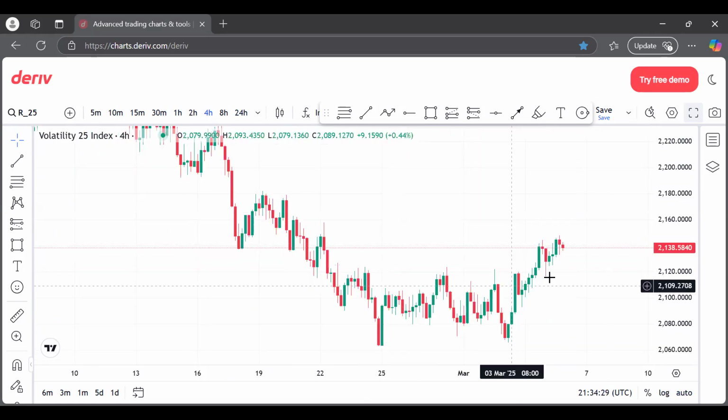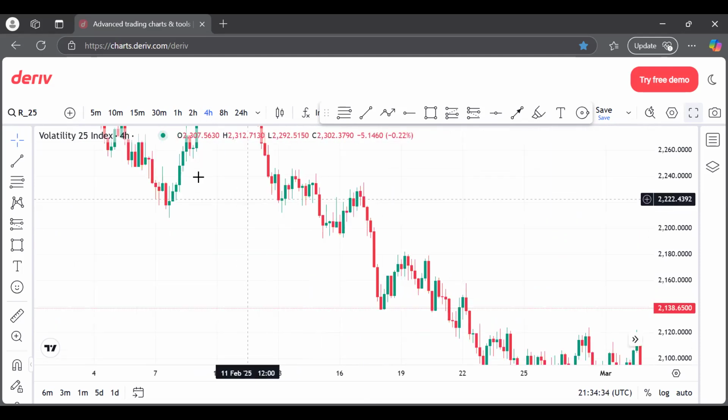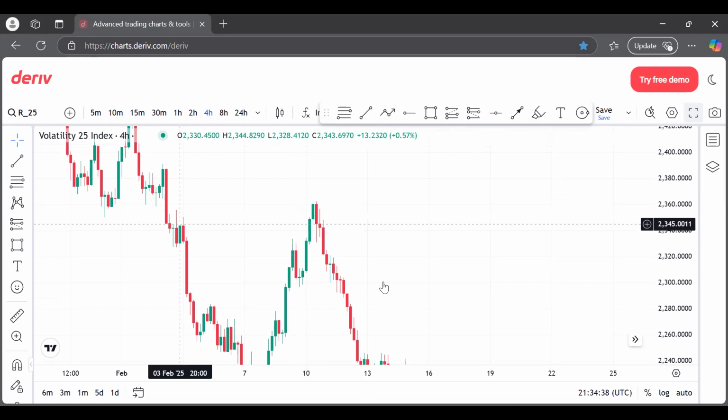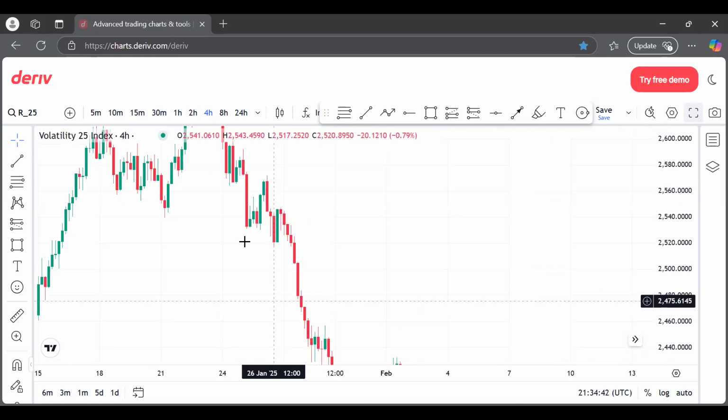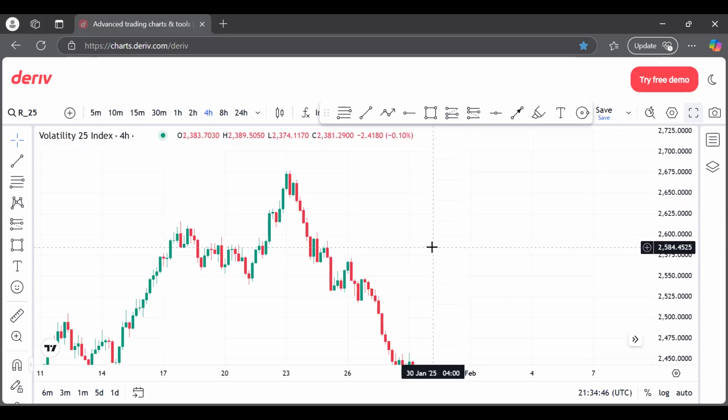This V75 is acting as if it's not going to move, but it's going to move. So we're just going to keep looking at it. I'm not going to mind it. This is the 4 hours time frame. The 4 hours time frame is the same thing I've explained in the 1 hour time frame. Do you understand? But 4 hours gives you at least more logical information to look at.